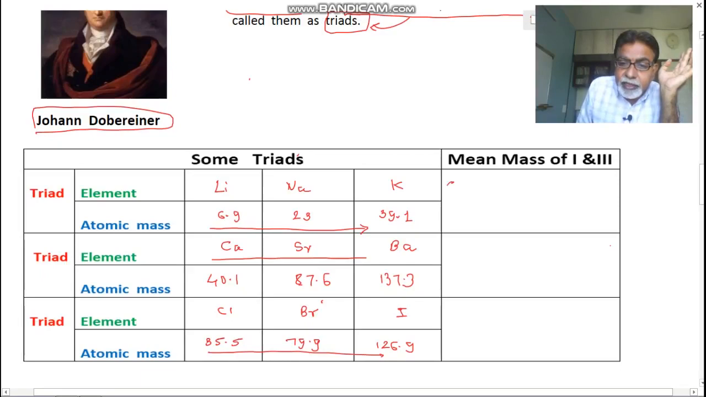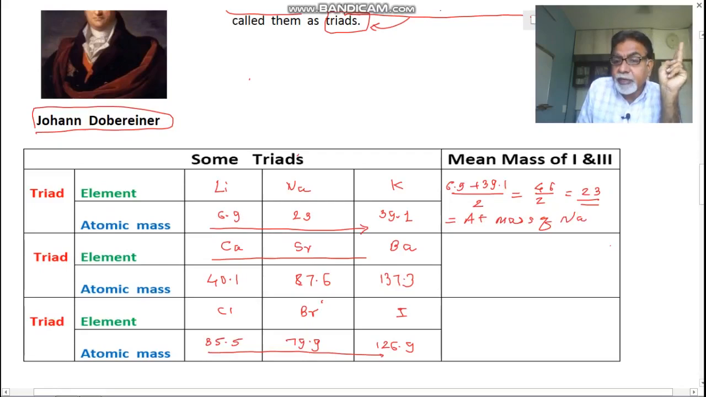Let's calculate 6.9 plus 39.1 divided by 2, and this will be 46 upon 2, and this is 23. And what can we say from this mean or average? We can say that it is equal to the atomic mass of sodium, that is the middle element, the second one.